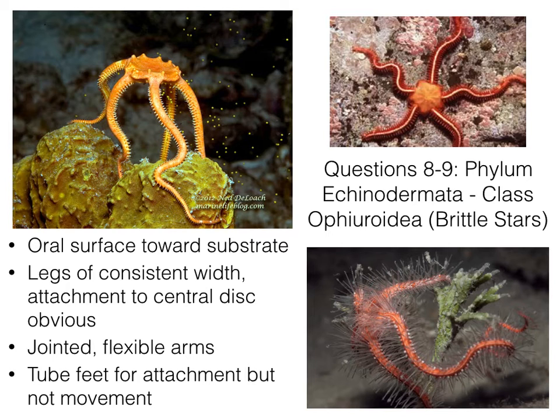It's just really obvious because having a consistent width to those legs makes it easy to see where the leg stops and the central disc starts. Those legs are jointed, which makes them much more flexible than in a typical sea star. And they do have tube feet that they use to attach to things, but they don't really use them for movement. You can see in that picture on the top left, they generally move by bending their legs and changing the shape of their legs.